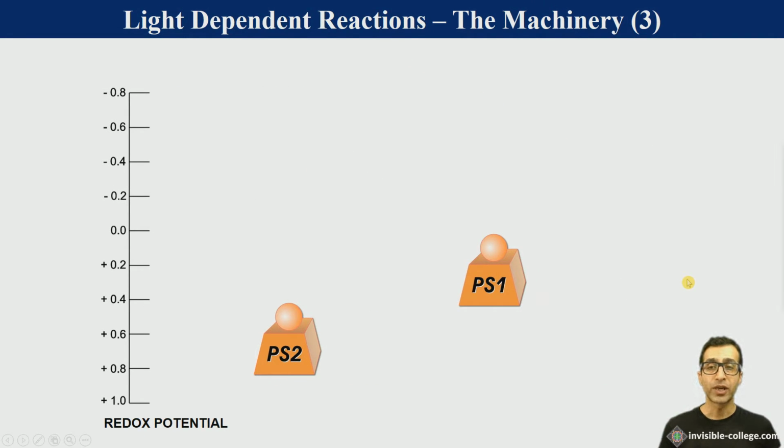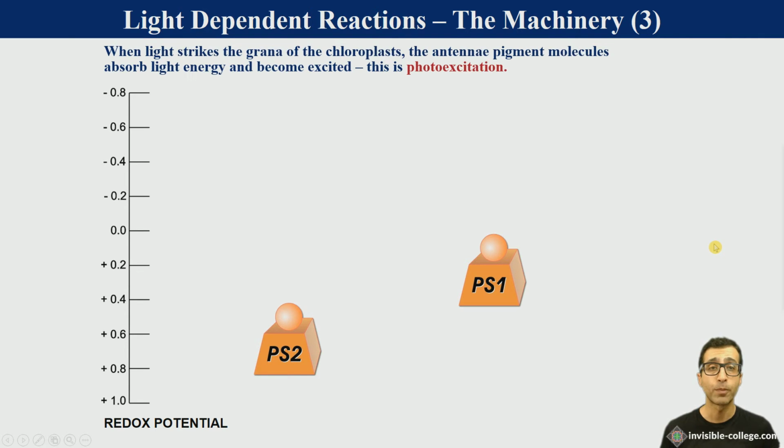So let's have a look at what happens and how all of these different components of the light-dependent reactions are involved in capturing the light energy involved in photosynthesis. Firstly, when light strikes the grana of the chloroplasts, the antenna complex molecules, the pigments within those antenna complexes, will absorb the light energy.